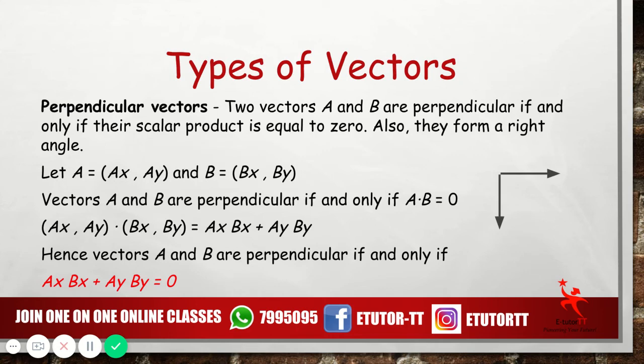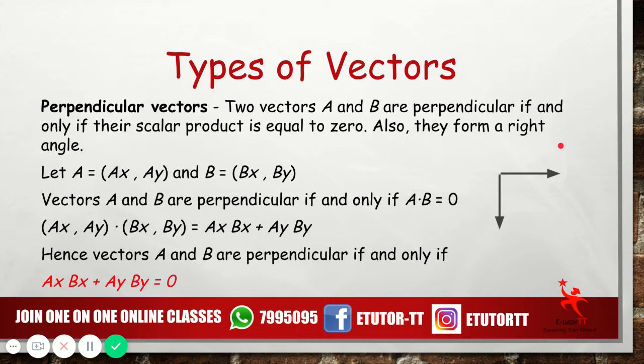Perpendicular vectors. Two vectors A and B are perpendicular if and only if their scalar product is equal to 0. Also, they form a right angle. See, perpendicular means forms a right angle. As it shows in this diagram here, right angle means it forms like a 90-degree angle right here.